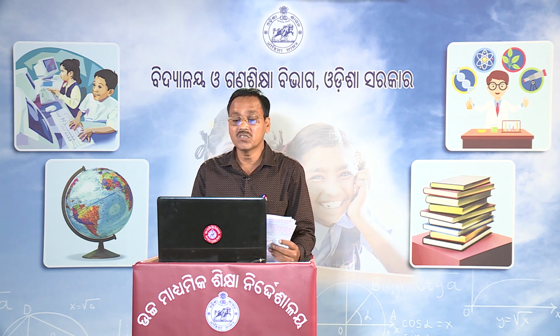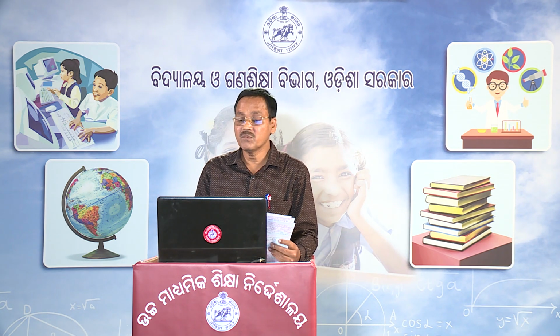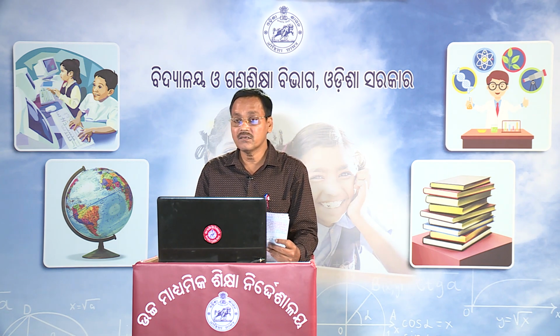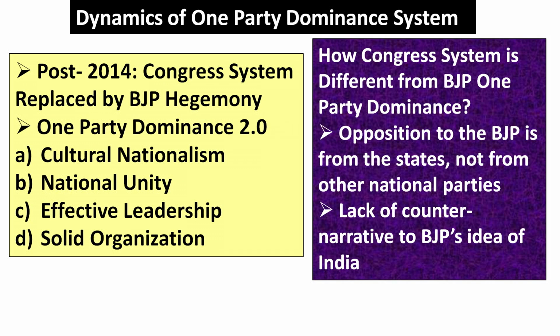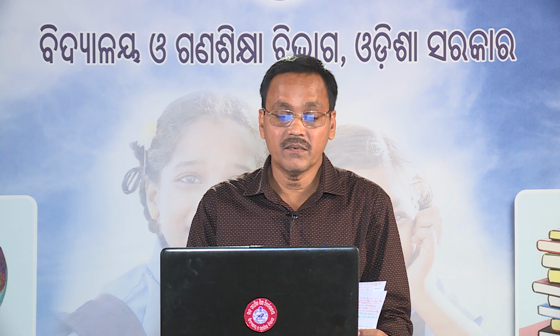These are the different characteristics of the political party in India. Then let us discuss the dynamics of the one party dominance system. In the post 2014 period, the Congress system was replaced by BJP hegemony. BJP became the dominant political party in the 2014 election and in the 2019 election under the leadership of Modi. Because of the dynamic and charismatic personality of Modi, the BJP came to power, and it came to power because of cultural nationalism. There are four important factors which make the BJP strong.